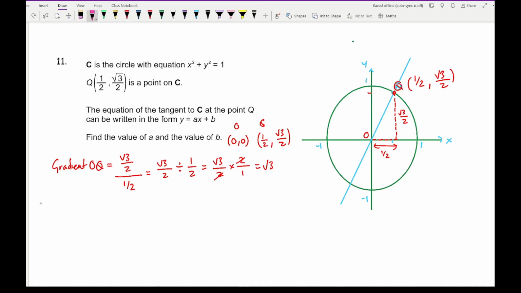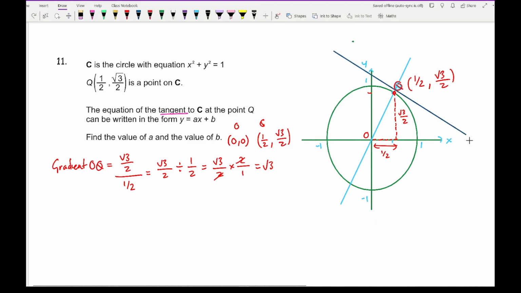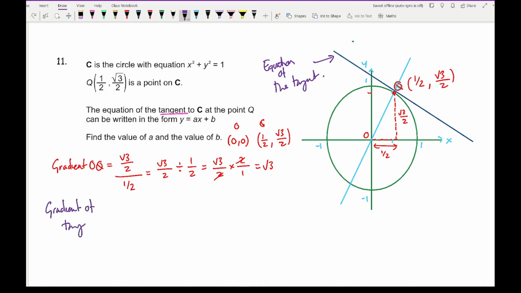Now for this, it's asking me to work out the equation of the tangent. So at that particular point, actually it's not that blue line I need to work out, it's going to be the tangent. So let me just draw a tangent like so. So this is the equation of the tangent. So the gradient of the blue line is root 3. So that means then that the gradient of the tangent is going to be the negative reciprocal because it's perpendicular. So it's going to be minus 1 over root 3. And this is my A value.